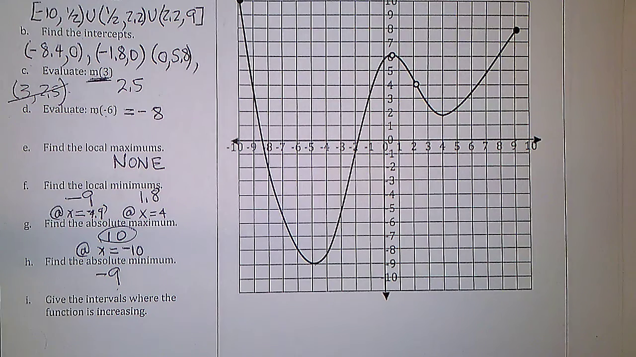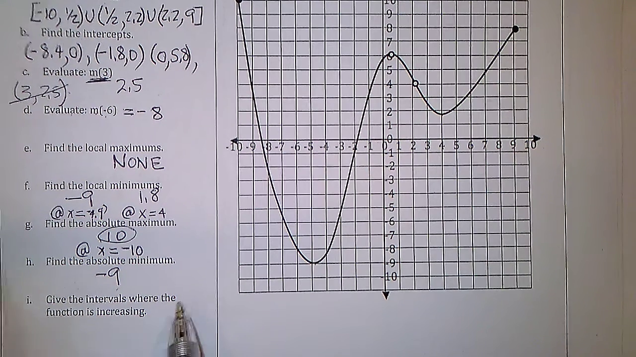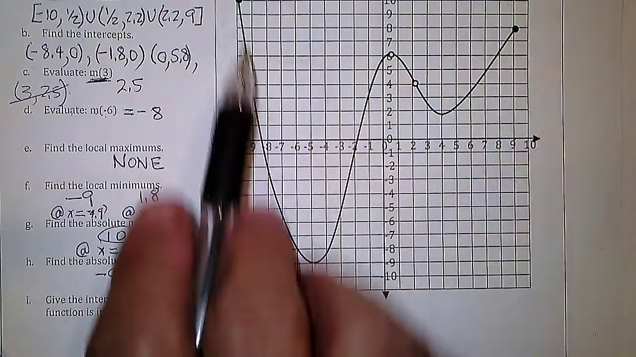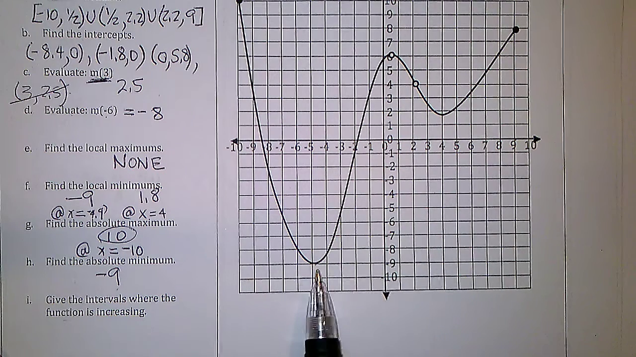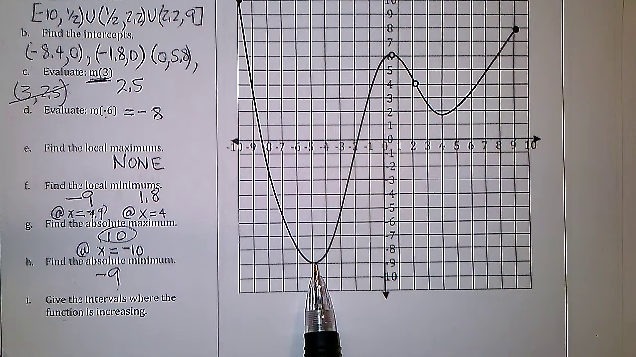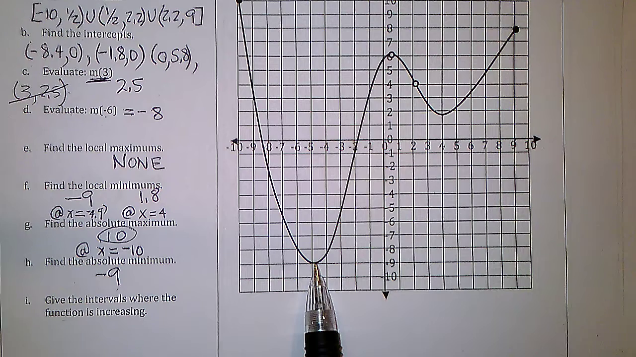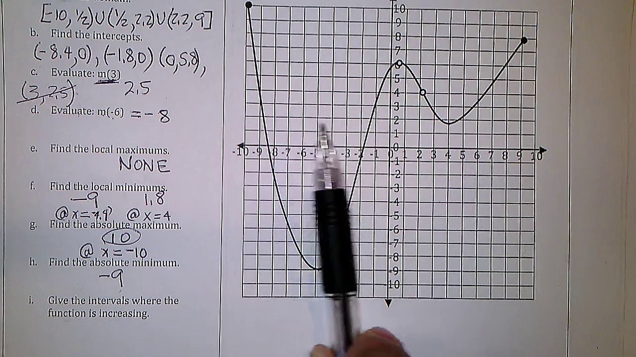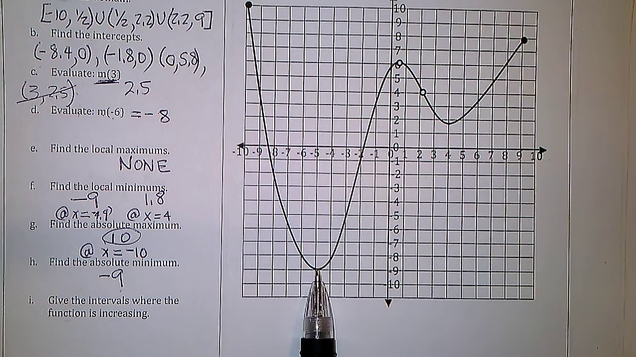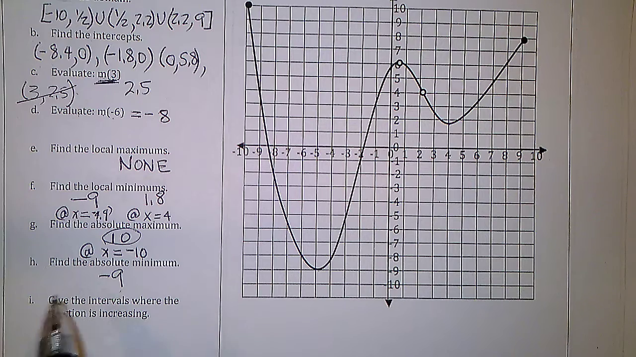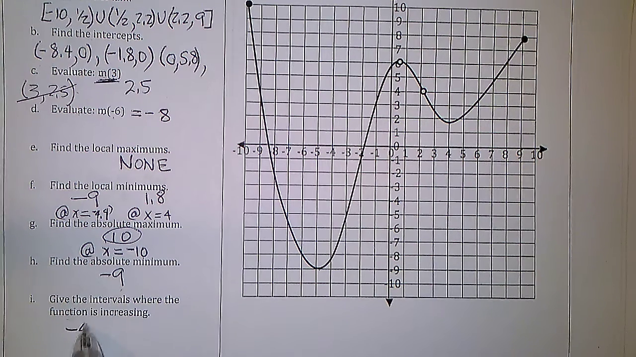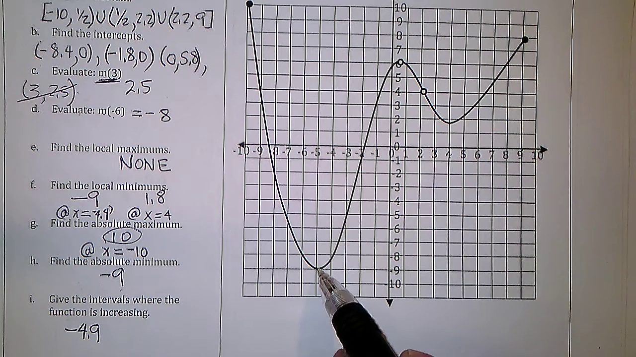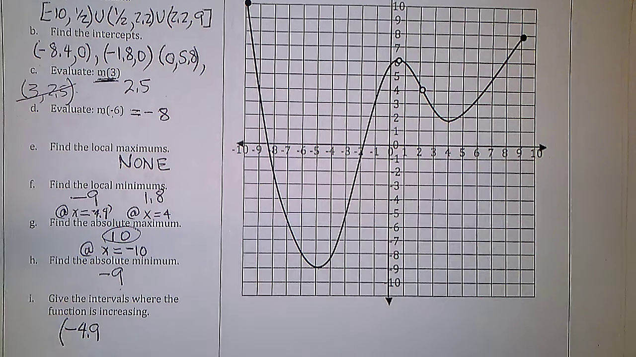Give the intervals where the function is increasing. Well, that's where you have to go left to right, and it's decreasing. Starts increasing from here. And a lot of students mess up by they say, okay, that's from minus 9 up to here. No, you do it for the x's. Where does it start increasing? At negative 4.9. And if that's where it starts, it's not increasing at negative 4.9, but starts after that.